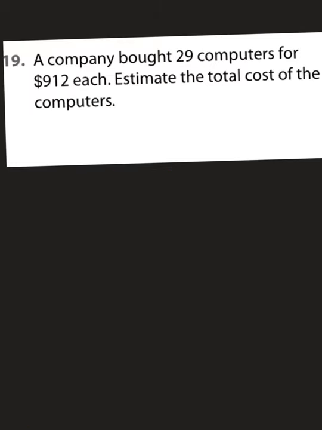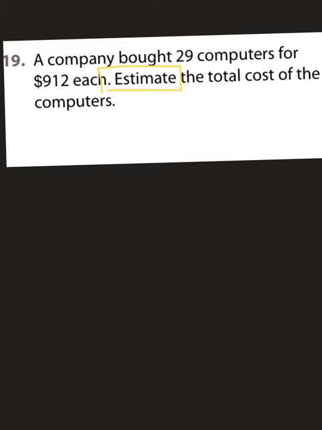All right, this is it, number 19. A company bought 29 computers for $912 each. Estimate the total cost of the computers. Estimate. That means we're going to be rounding, right? Remember our notes, round first, then solve.